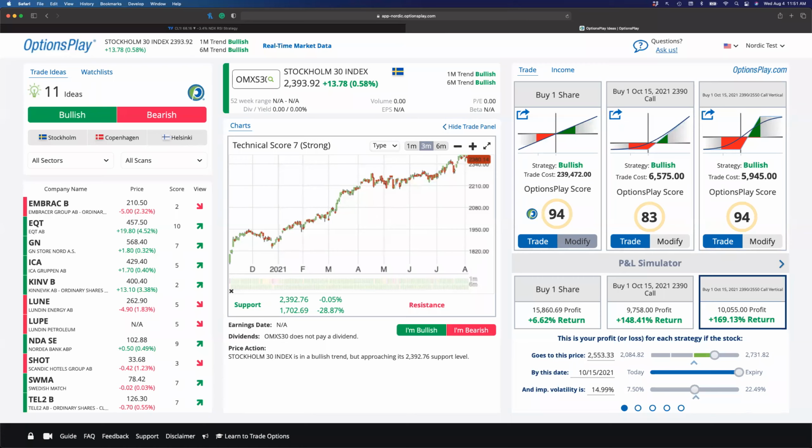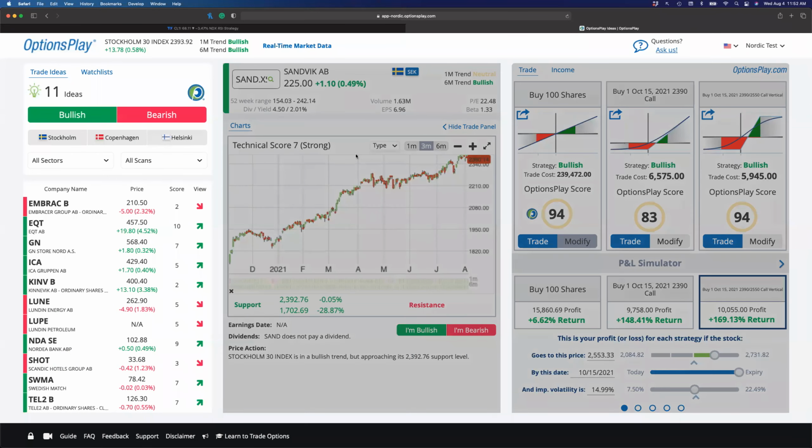And for that, I'm going to pull up OptionsPlay, and I want to share with you some of the thoughts that I have in terms of what we're seeing here in the broader markets and how you can think about positioning for it, utilizing options or utilizing the stock itself. So let's start off with Sandvik. I was looking at this earlier.